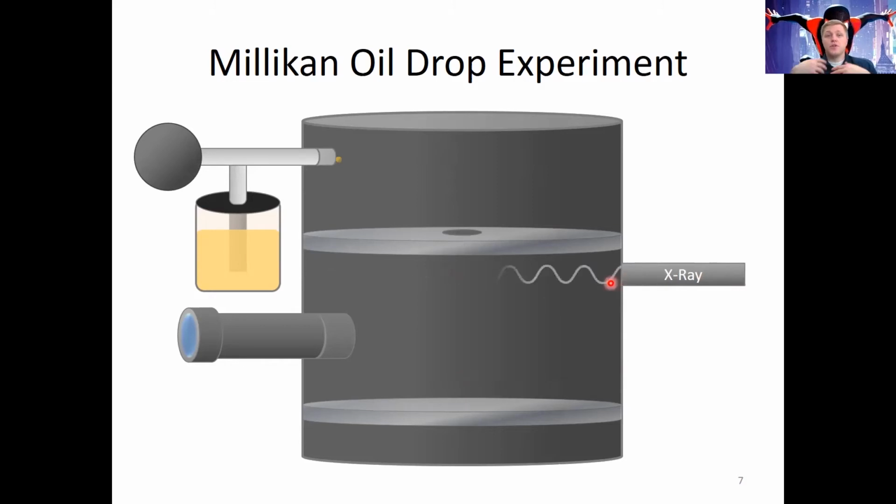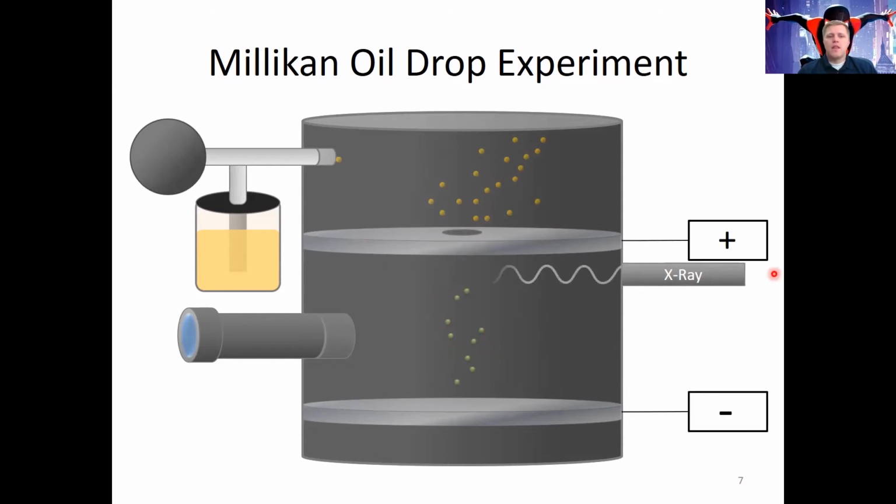And X-rays, if you shoot them into air, will actually dislodge electrons from the atoms in air, the oxygen, the water molecules in air. So when you spray this mist of oil down in here, the oil can then pick up those electrons. So now we have negatively charged oil droplets floating in this thing. Then we can apply a positive potential to this top plate and a negative to this bottom. Now, since we've got a negative charge on these, they're going to want to get away from the negative plate and get towards the positive plate, right?